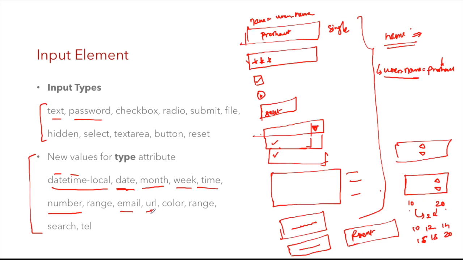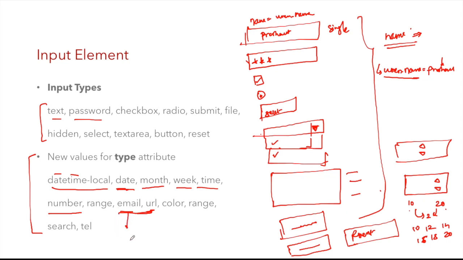Then you have the email field, which can be used to specify the user's email, and the URL field, which can be used to specify any HTML URL. These can be used directly, and validation can be performed by the browser itself. We don't need to write any code to check whether the user has entered a value or not.